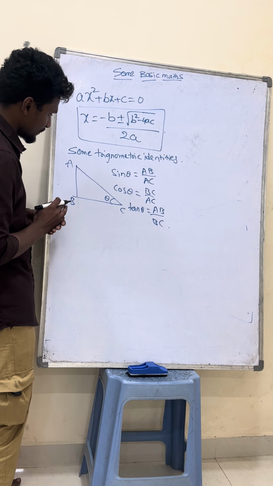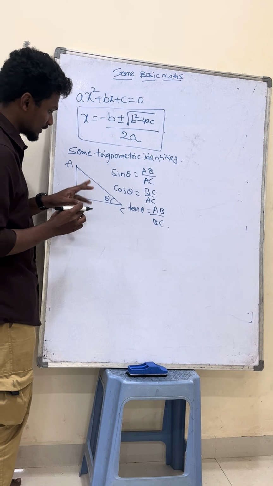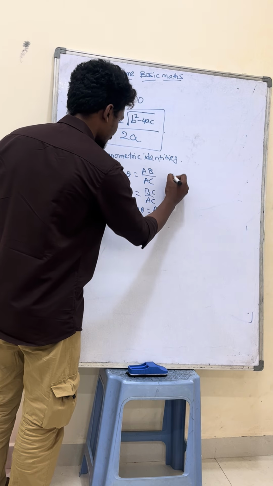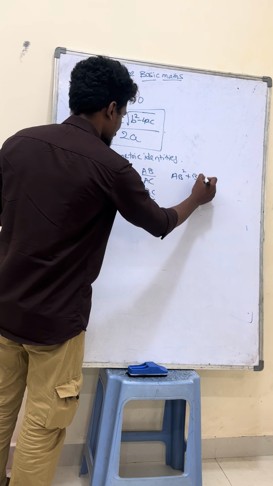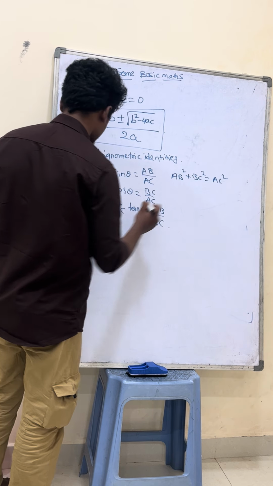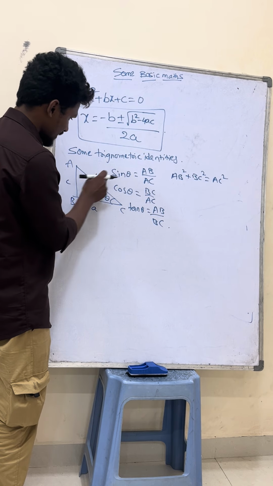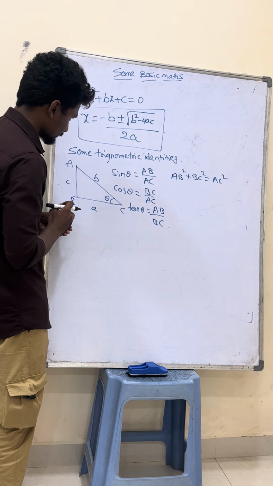And we need to remember another theorem called Pythagoras theorem. I guess we all are familiar with that. Pythagoras theorem says that AB square plus BC square is equal to AC square. Or, in this triangle, A square plus C square is equal to B square.